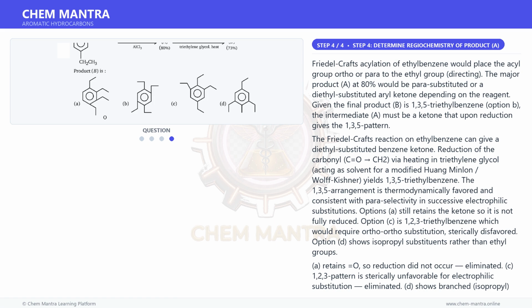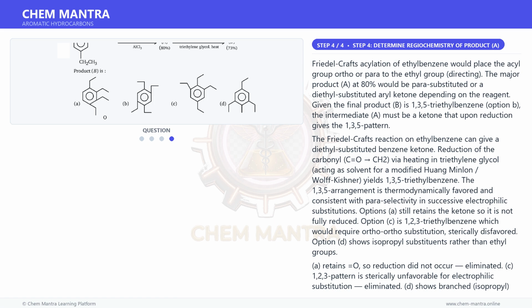The Friedel-Crafts reaction on ethylbenzene can give a diethyl-substituted benzene ketone. Reduction of the carbonyl, C=O to CH2, via heating in triethylene glycol, acting as solvent for a modified Huang-Minlon Wolff-Kishner, yields 1,3,5-triethylbenzene. The 1,3,5 arrangement is thermodynamically favored and consistent with para-selectivity in successive electrophilic substitutions.